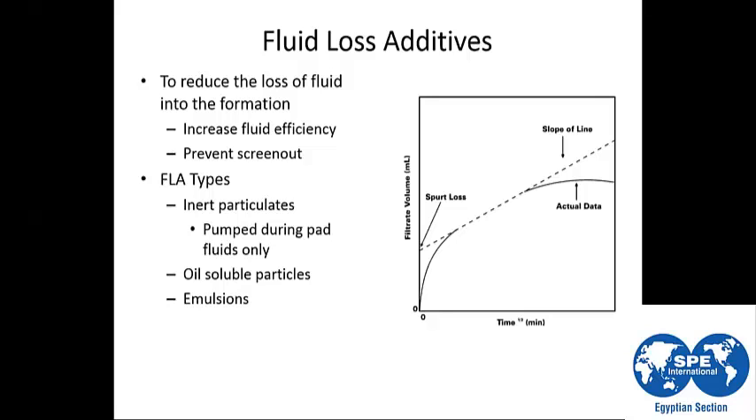So we are using the fluid loss additives. We can pump it during the pad. This type is called inert particles. Inert particles mean that the particles have a bigger size than the size of the pore spaces. So once they are in direct contact with the frac face, they are stopped at the frac face, preventing fluid from passing through these pore spaces inside the reservoir. But this type of inert particles is used only during the pumping of the pad.